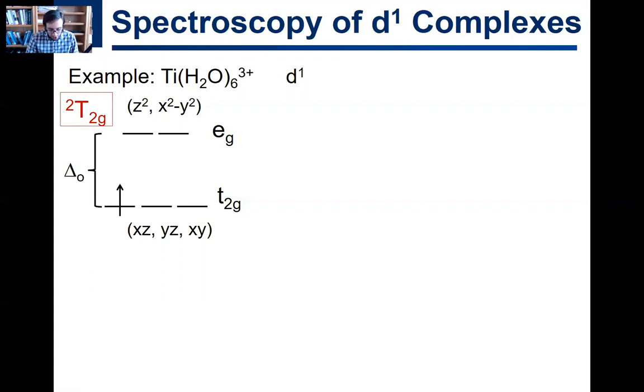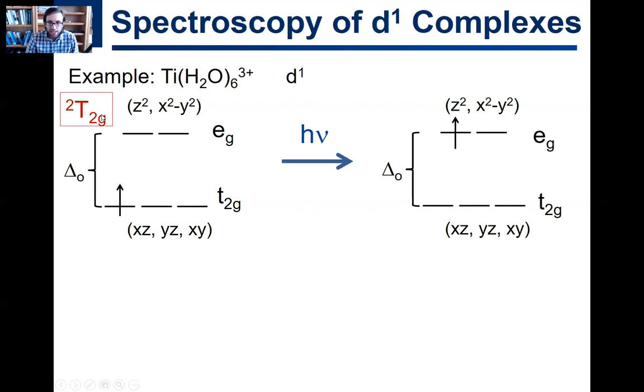All right, so we can write the term symbol for this ground state. This is going to be doublet T2G. How do we do that? Well, remember, this is a doublet, 1 unpaired electron, and it has the same symmetry. Doublets have the same term symbol symmetry as whatever the symmetry is of the orbitals where that electron lies. So it's in the T2G, so it's a T2G symmetry, doublet T2G.